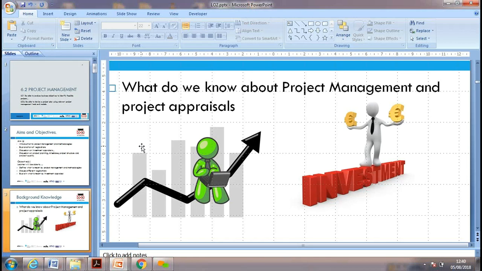Yes, appraisal means checking the performance of what we invest, what we will get out of it, whether it is the money, the man, or the material. Appraisal is measuring the performance of things.